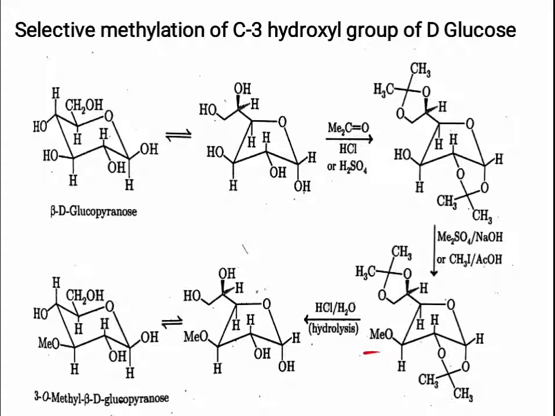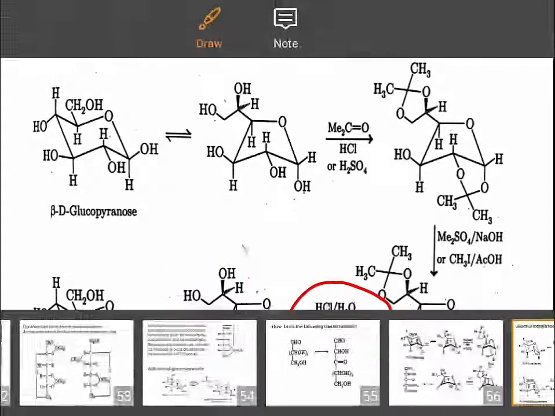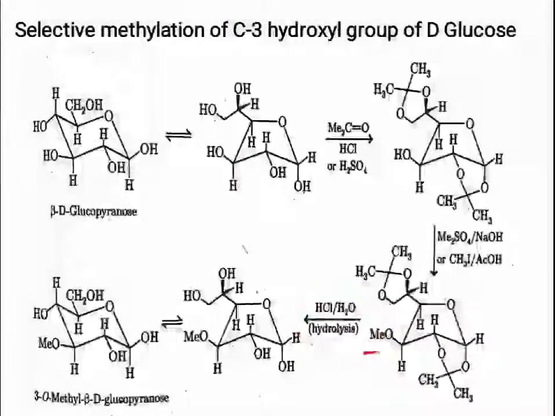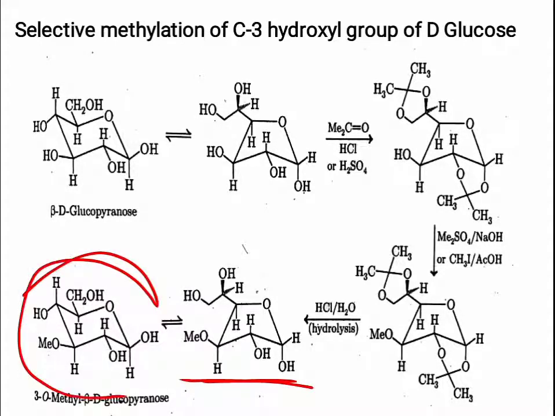Now you just give acidic medium. If you keep it in acidic medium, hydrolysis will occur and then you will get the OHs free again. So now this was your 5-member ring and this will become a 6-member ring, which will remain in equilibrium.